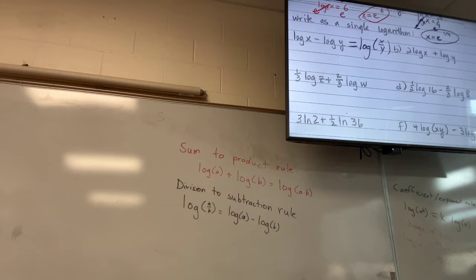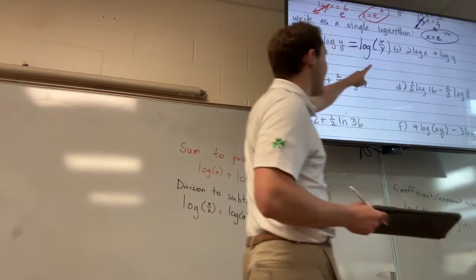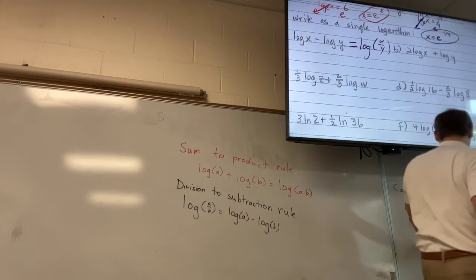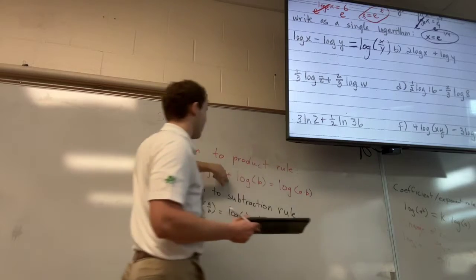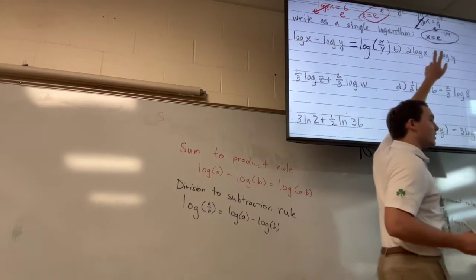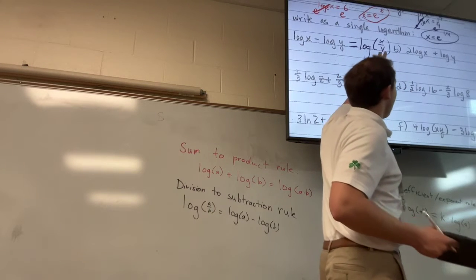Okay, part B. I've got to combine those two, right? There's a plus, right? Which one of these involves a plus? Sum to product rule, but there's just one pesky little 2 right here. You would need a 2 here. Well, how can we get rid of this 2?